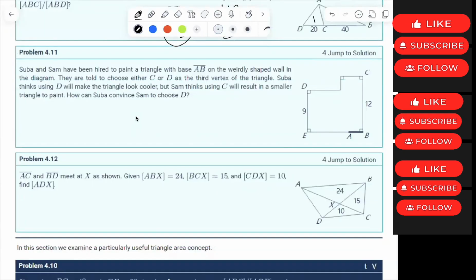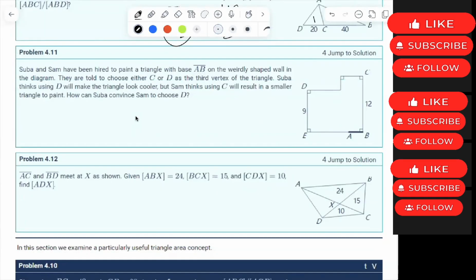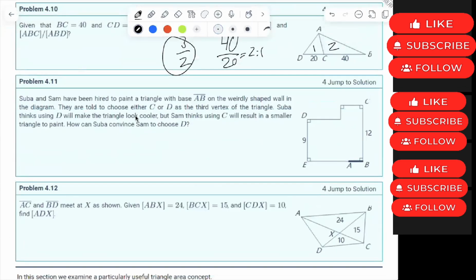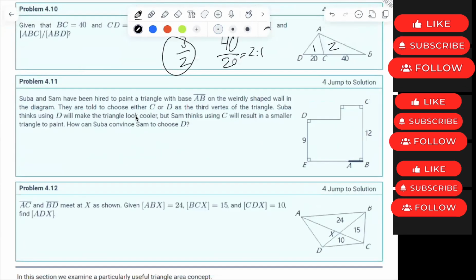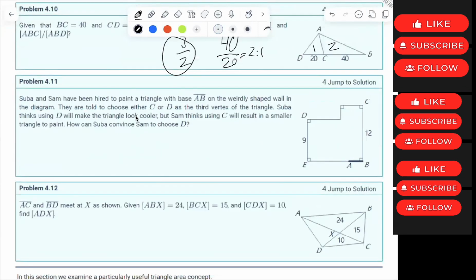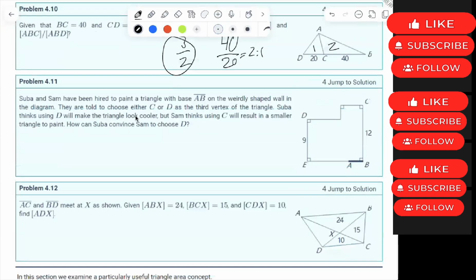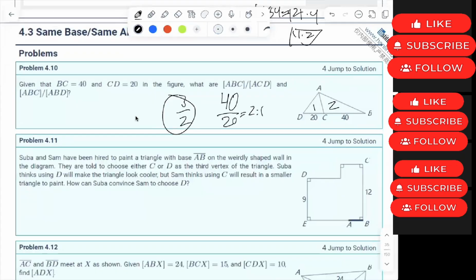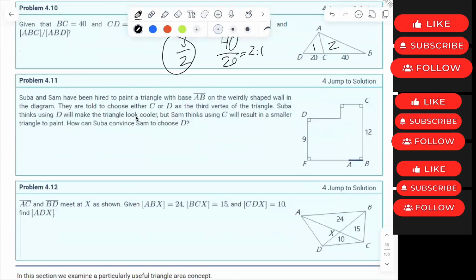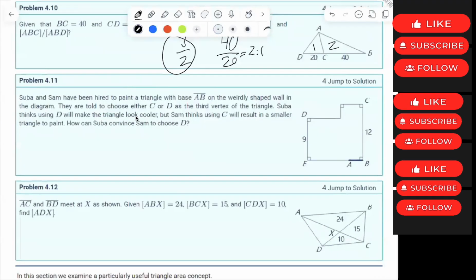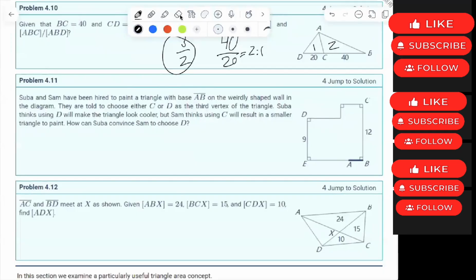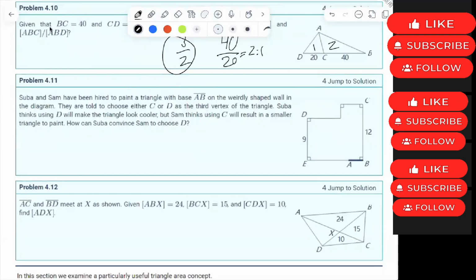Now let's try 4.12. AC and BD meet at X as shown below. ABX is 24, BCX is 15, and CDX is 10. Find ADX. Same exact way, find similar heights, the same heights, and then use it with area ratios, just like we did in 4.10. We found area ratios, and then we use that to help find the base ratios. Try this question and tell us through chat.